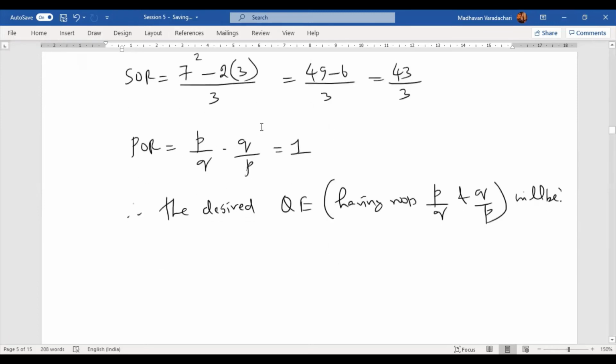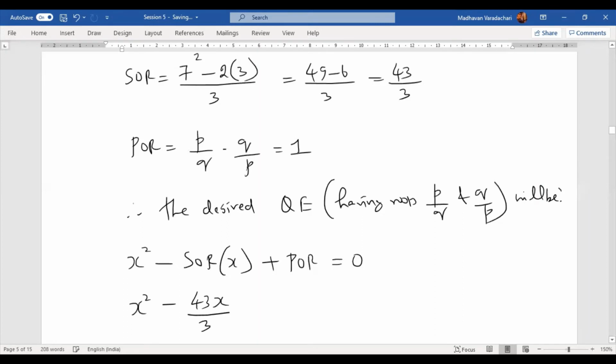how do we write it? We write x square minus the sum of the roots times x plus the product of the roots is equal to 0. Now, x square minus, what is the sum of the roots? We already calculated 43 by 3. 43 by 3. Here x is there, plus the product of the roots is 1.